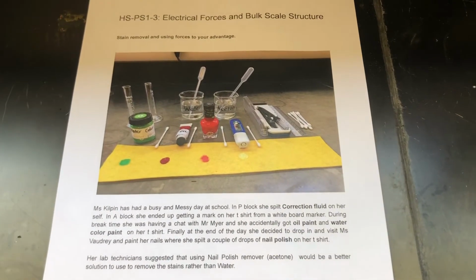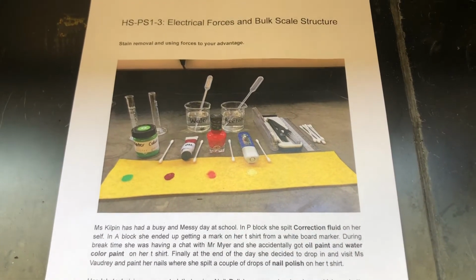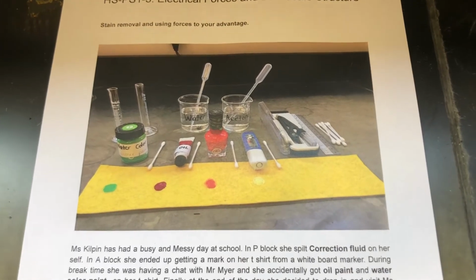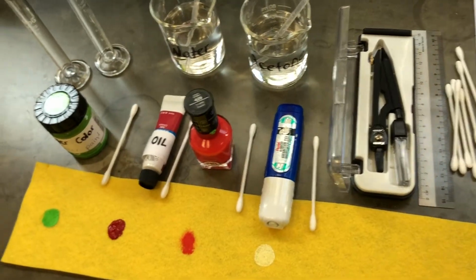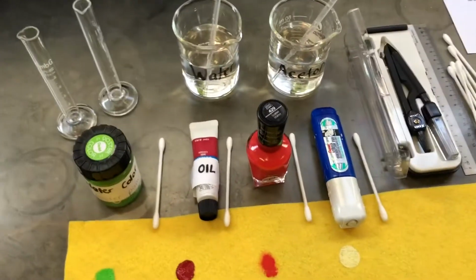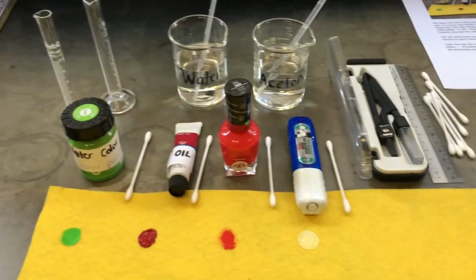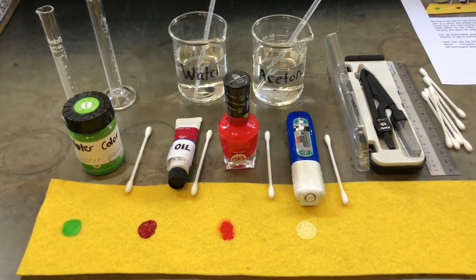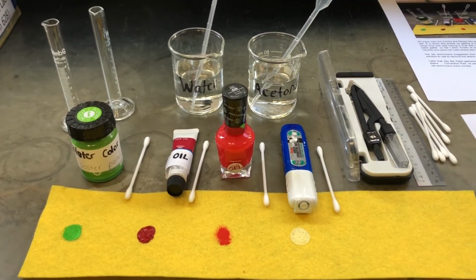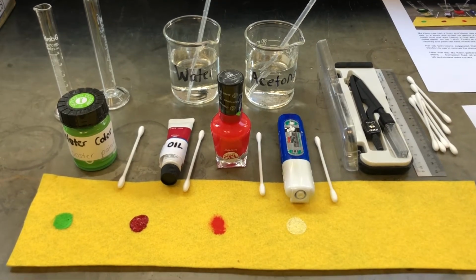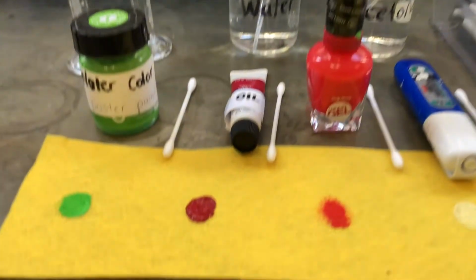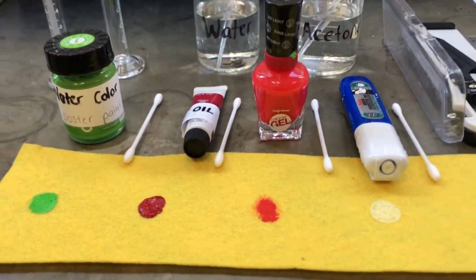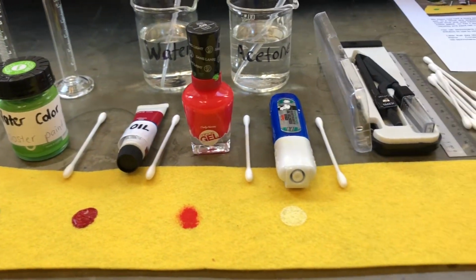Today you're going to perform an investigation to solve a problem, and you can see here that the scenario is that you have to design an experiment to show that different solutions have different capabilities for eradicating stains. We have a variety of stains that have been placed on this piece of fabric. We have watercolour paint, oil paint, nail polish and correction fluid.